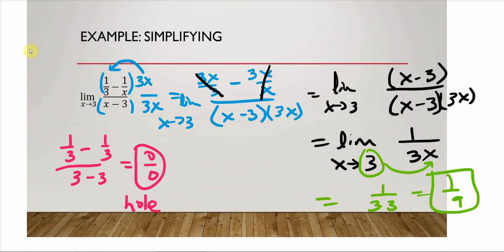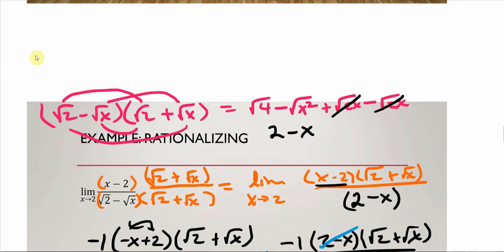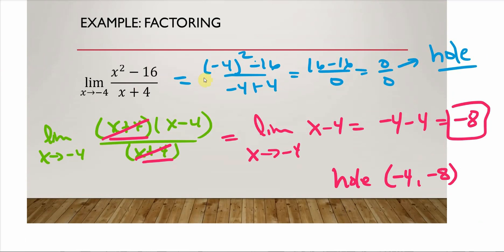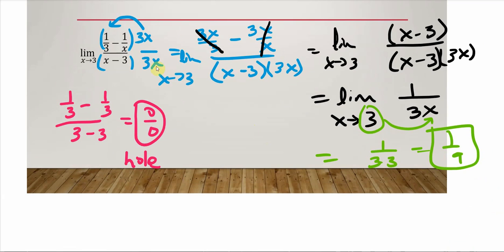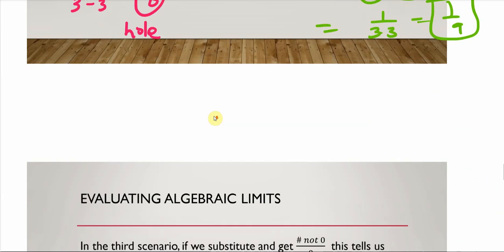Now, let me go ahead and refresh. What are the 3 things that happen whenever you get a hole? Whenever you get a hole, 3 scenarios are going to exist. Number 1, you're going to be able to factor it, cancel the hole, then substitute. Or, when you get 0 over 0, you might have to rationalize, multiplying by its conjugate, and then get rid of the hole, and then substitute. The third scenario is, if you substitute and get 0 over 0, you might have a hole, but here you have fractions within a fraction, so you multiply by the mini denominators, get rid of the hole, then substitute.